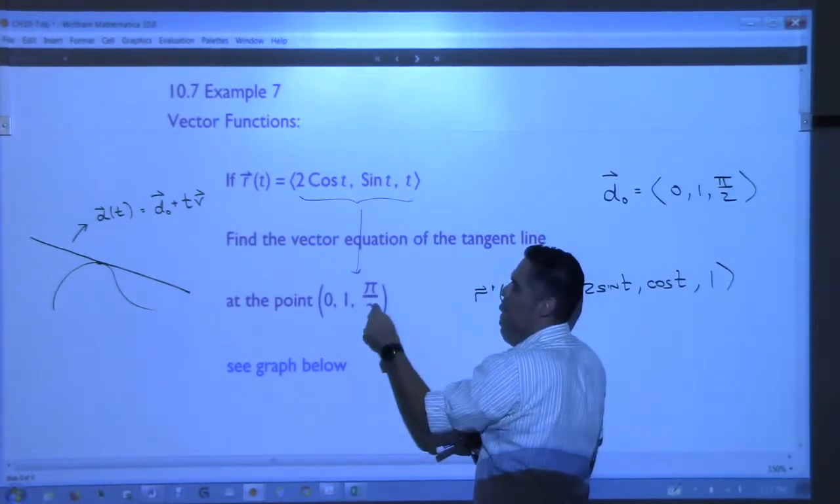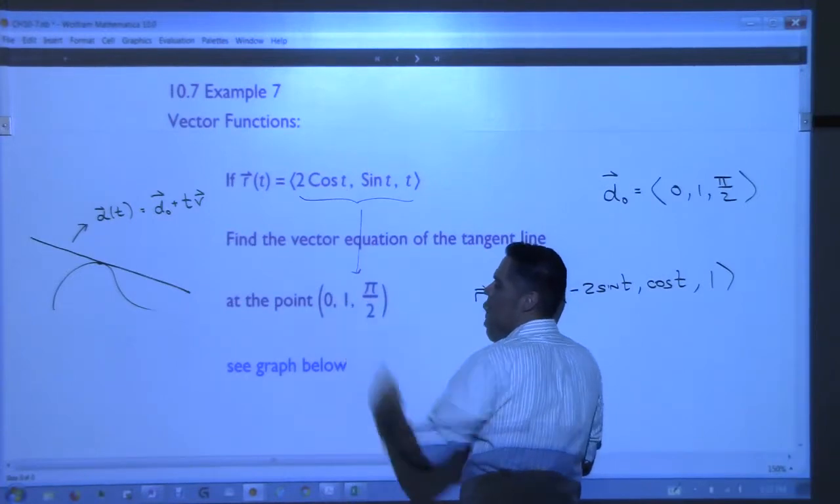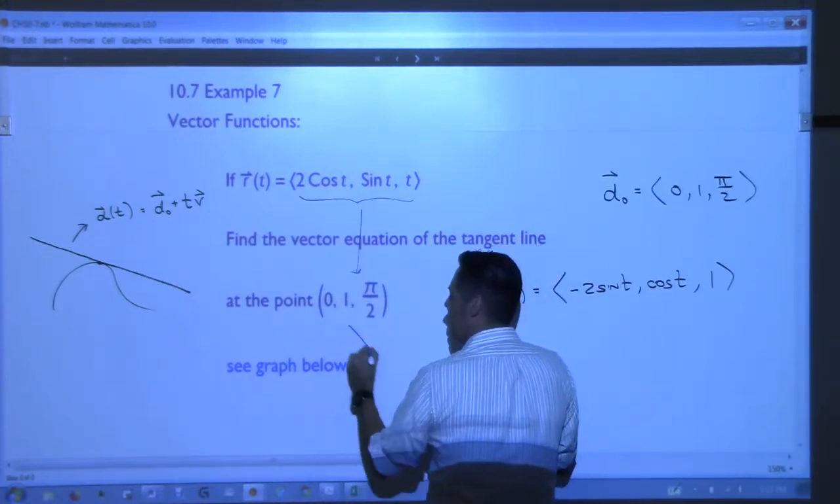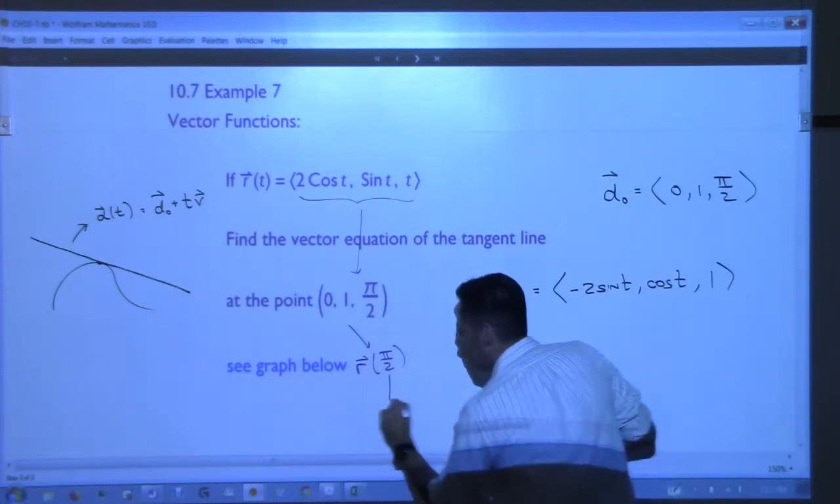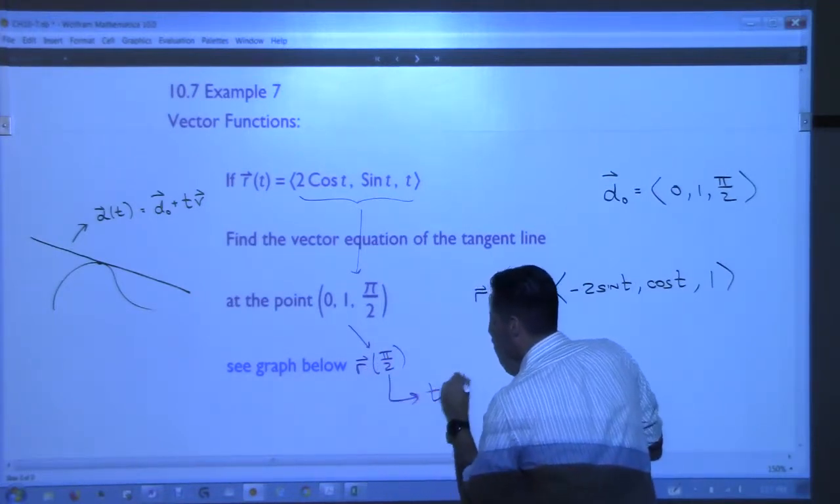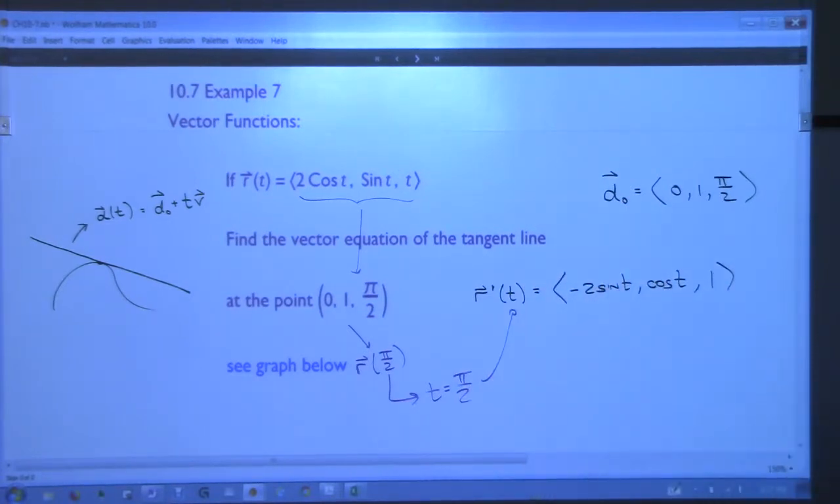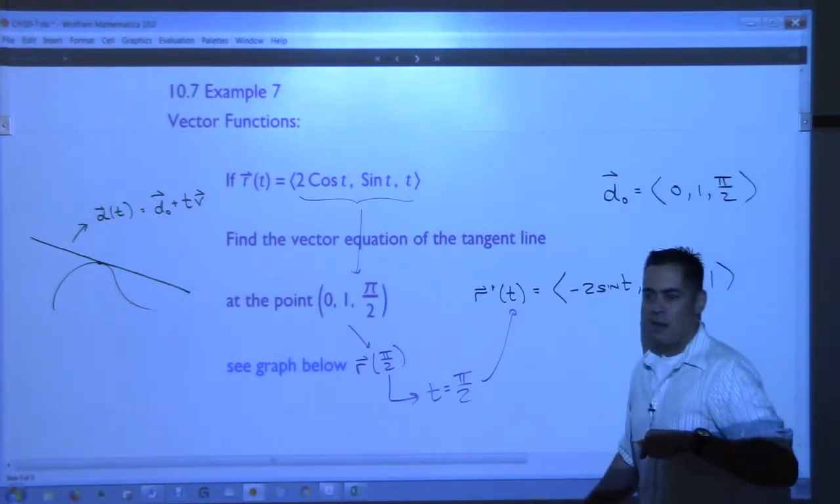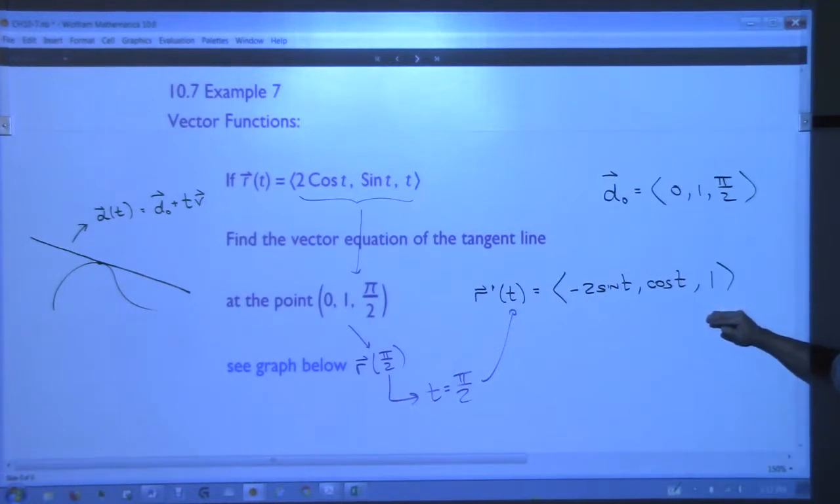It's pi over 2 because, look, what's sine of pi over 2? 1, and then cosine of pi over 2 is 0. So this right here is actually r of pi over 2, which means that t is pi over 2, and that's what we can plug in here to figure out the actual tangent vector. That makes sense? You have to extract what t is from the point to be able to use it here. Questions?